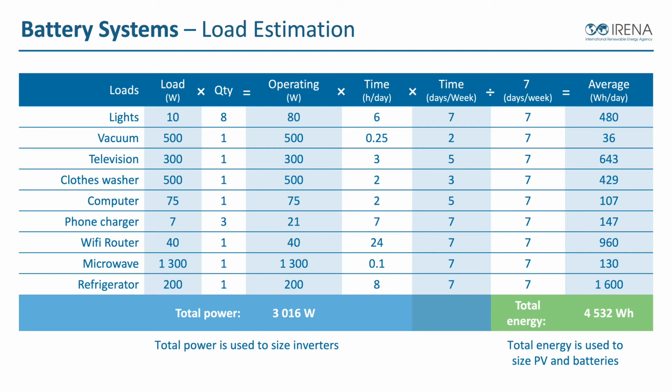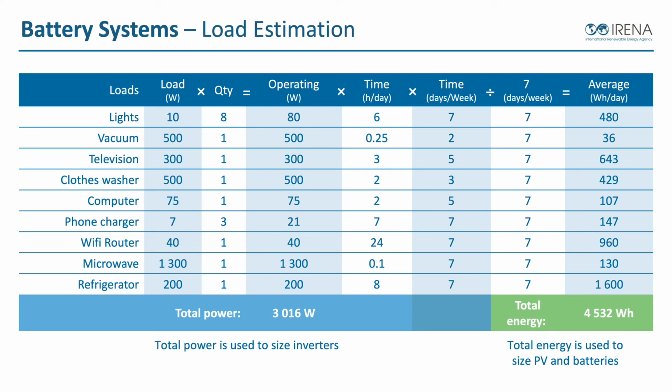And then as we come to the far right side and we look at the watt hours per day, we're going to do the same thing. We're going to add up 480 plus 36 plus 43, and so on. And we end up with a total energy. That total energy of 4,532 watt hours, or if we changed our units, it'd be 4.5 kilowatt hours. So that's our total energy.